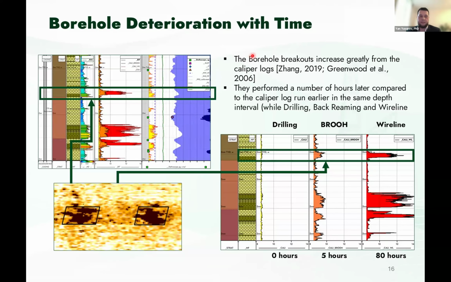Also, borehole stability is a time factor problem. The borehole breakouts increase greatly from the caliper logs, as you can see on this slide. And please see these tracks. The first track is drilling, 0 hours, clear caliper; back reaming out of hole, increasing breakouts; and the wireline caliper, much increasing of caliper. So the main task of this process is to keep the well uncased for as short a time as possible, because as time passes, the extent of damage of the borehole increases, and this can be a problem.